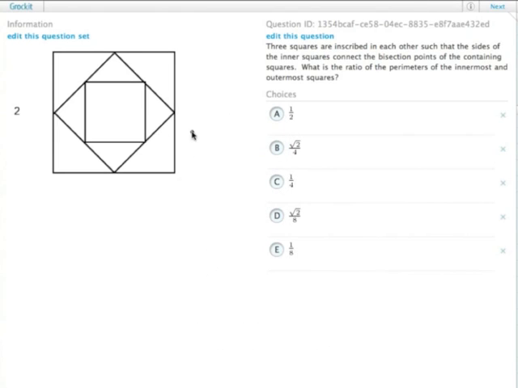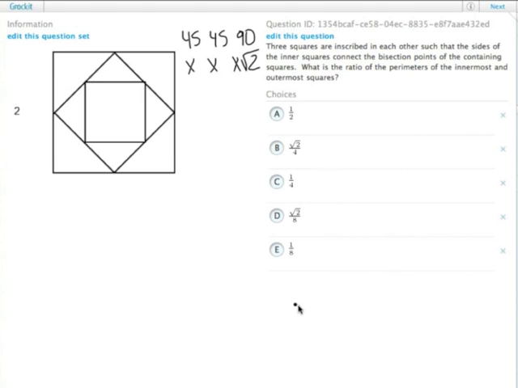So this problem hinges on one of the special properties of triangles and squares and things like that. Namely, when you have 45, 45, 90 triangles, the sides opposite those angles have a ratio of x, x, and x times the square root of 2. So we're looking for the ratio of the perimeters of the innermost and outermost squares.